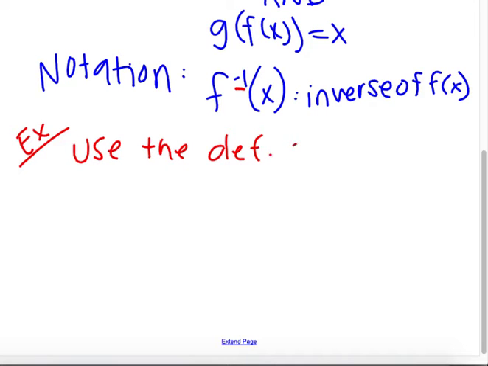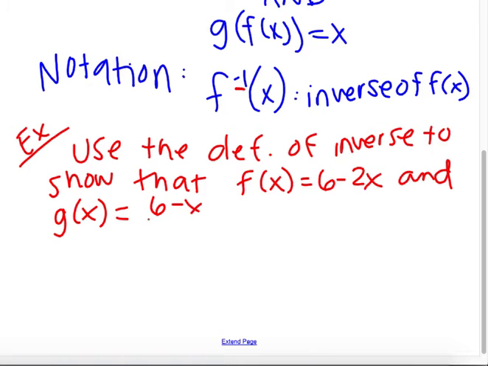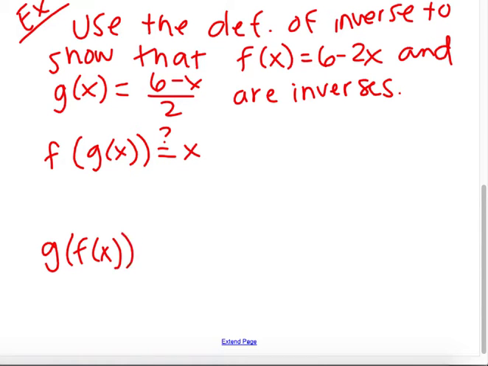So our first example is to use the definition of inverses to show that f of x, which is 6 minus 2x, and g of x, which is 6 minus x over 2, are inverses of each other. So that means we have to find f of g of x and see if it's equal to x, and then find g of f of x and see if that is equal to x. If they are, then they are inverses of each other.